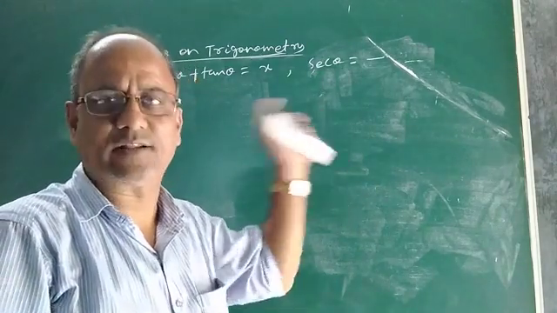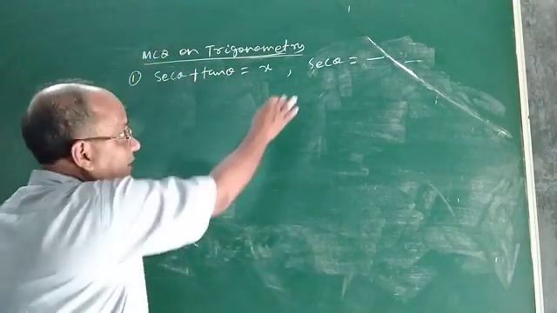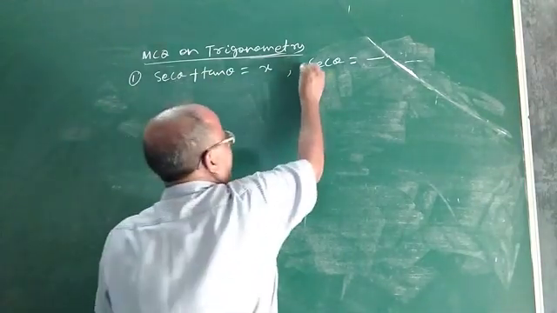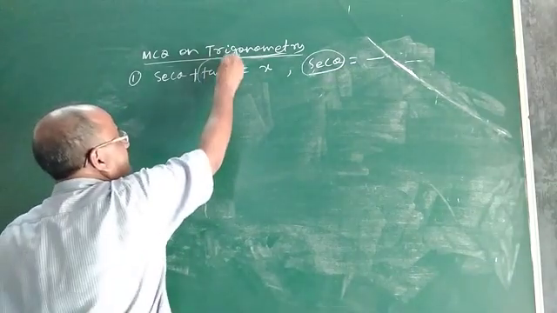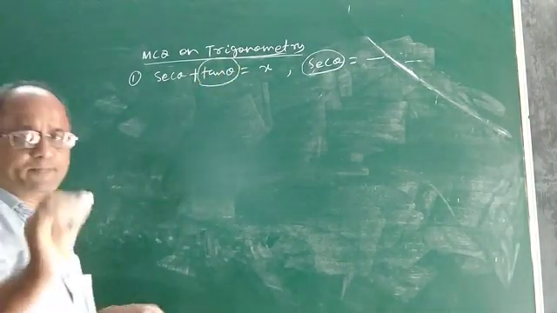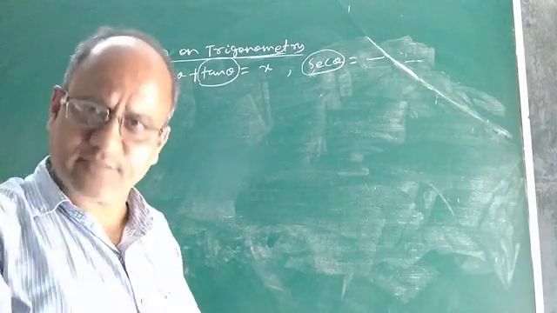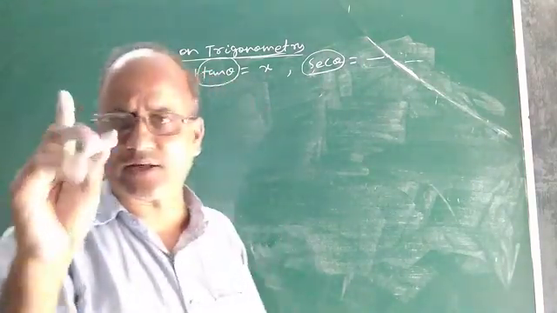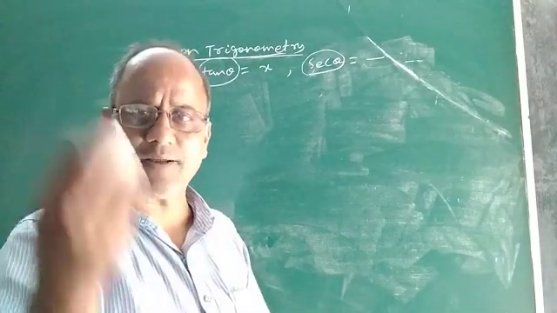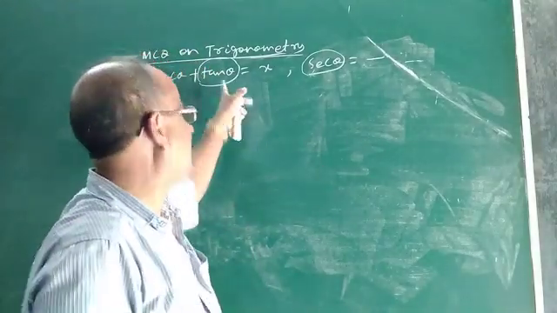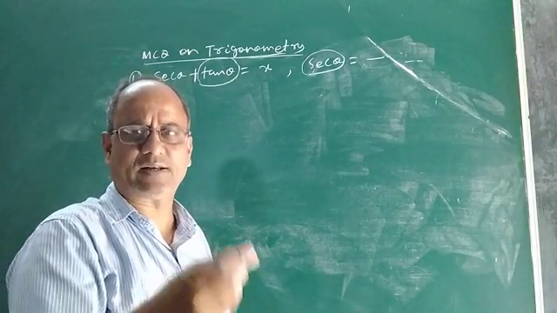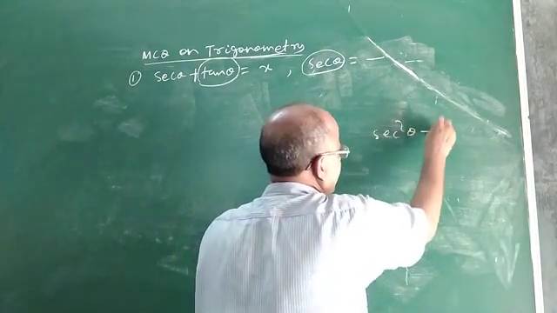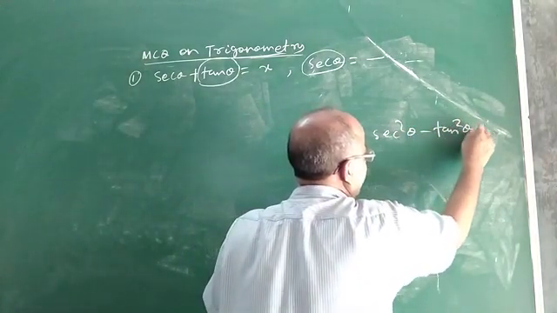How to find the value of sec theta in this question? As you want to find sec theta, you express this tan theta in terms of sec. Express the tan ratio in terms of the sec ratio. So you know what is the relation? sec square theta minus tan square theta equals 1.